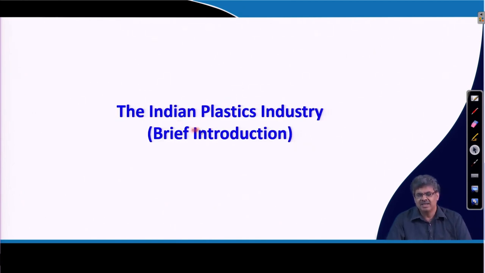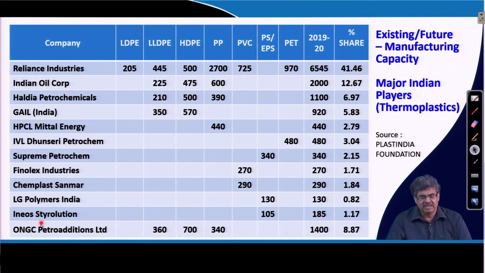Let me conclude by giving you some idea about the Indian plastics industry, very briefly. These are the main companies in India which produce plastics, starting from Reliance Industries and Indian Oil Corporation, Haldia Petrochemicals, and the products are listed here, the different types and their amount and percentage of share as mentioned. So, this is just to give you the companies which basically make polymers in our country.